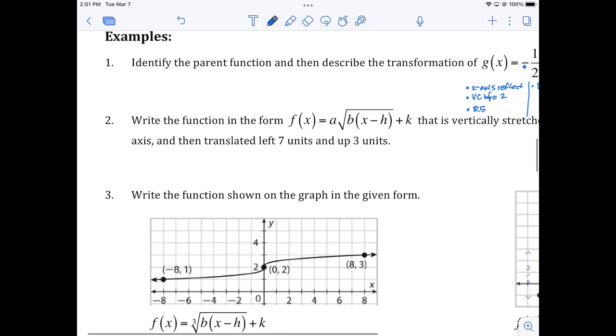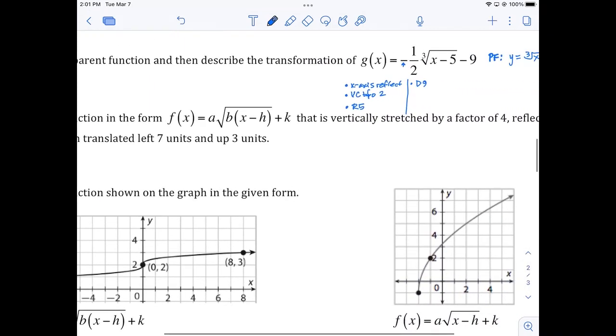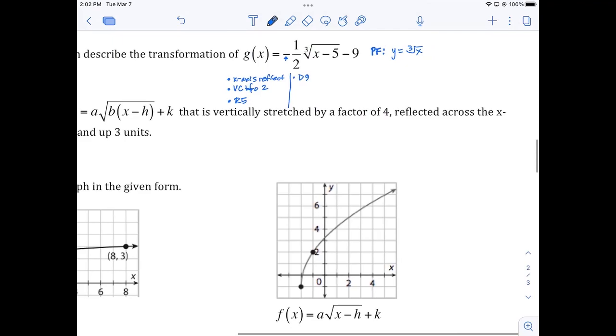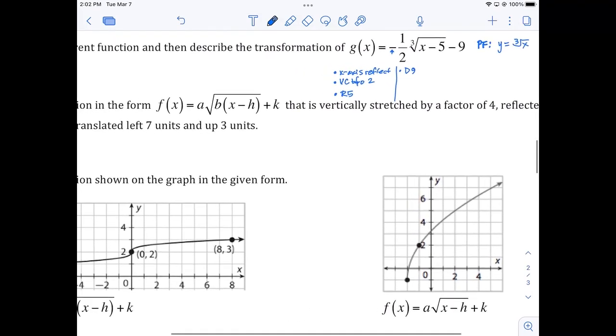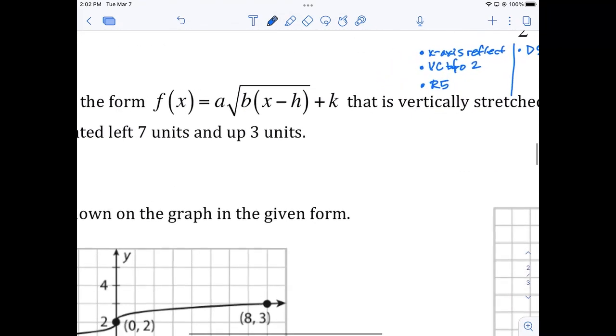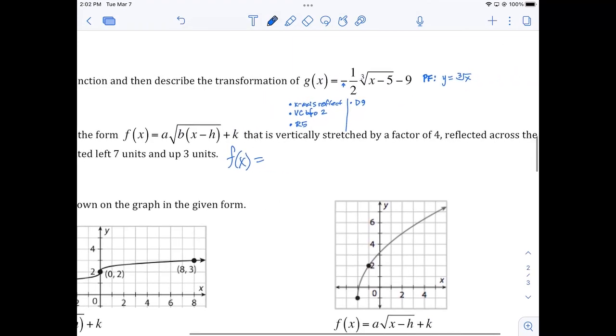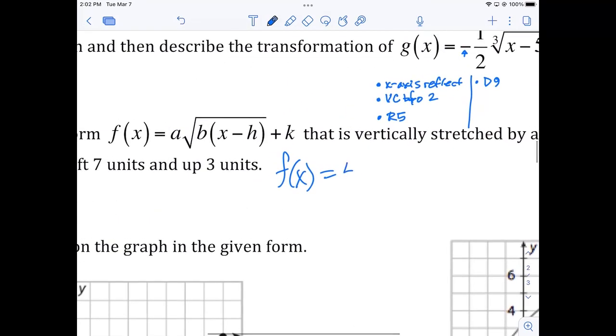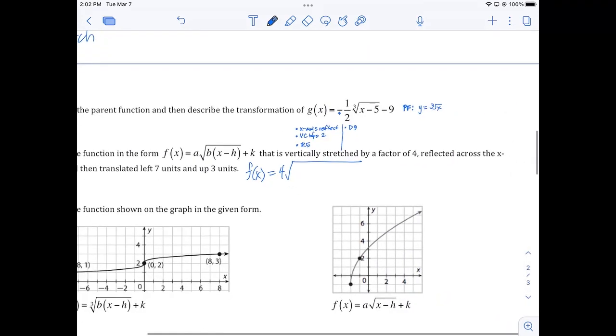Noted. Write the function on number 2. Write the function in the form given. That's standard transformation form. It is vertically stretched by a factor of 4, reflected across the x-axis, translated left, and then up 3. That's kind of like what we just did, but in reverse. So if it's vertically stretched by a factor of 4, is that a 4 or a 1/4? It's a 4.